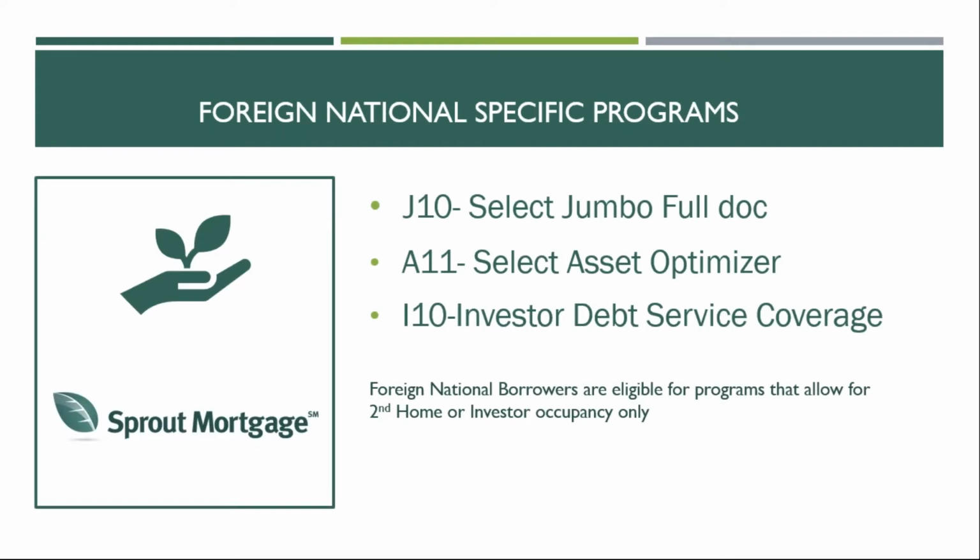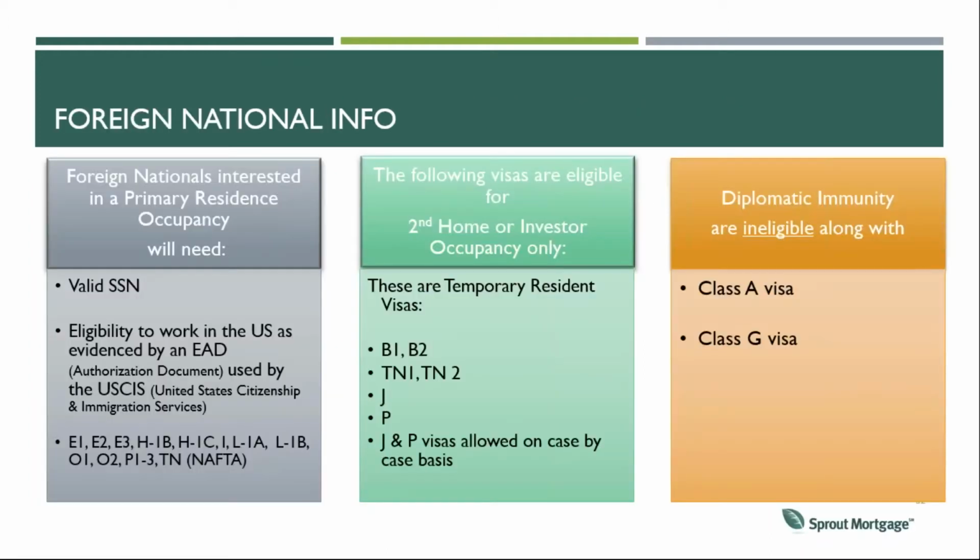Foreign national borrowers, like I stated earlier, are eligible on the J10, the A11, and the I10. The property must be a second home or an investment occupancy. Some additional information for our foreign national programs regarding visa requirements. In the gray box that you see here, it's for foreign national borrowers who are looking to purchase a primary residence in the U.S. They must have a valid Social Security number and meet the requirements that are listed on the screen here. The green box basically entails eligible borrowers for second home and investor occupancy, and discusses the eligible visa requirements, and then anything in the orange box is ineligible.